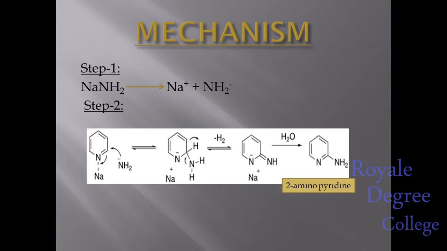Now we will see the mechanism. Step 1. As we are taking sodamide, NaNH2, it undergoes the ionization reaction, and we are getting Na plus ion and NH2 minus ion. In step 2, we are taking pyridine. In the pyridine, Na plus NH2 minus is going to attach. How? We can see here, Na is attached with the nitrogen of pyridine, and on NH2 an excess of electrons will be there. Excess of electrons with the NH2 group is there.